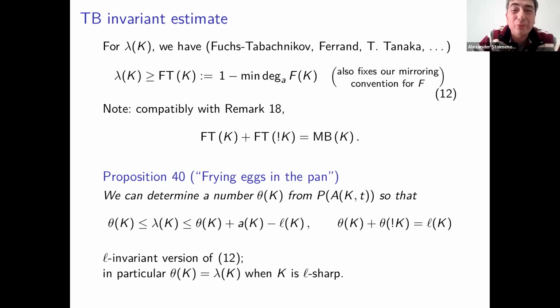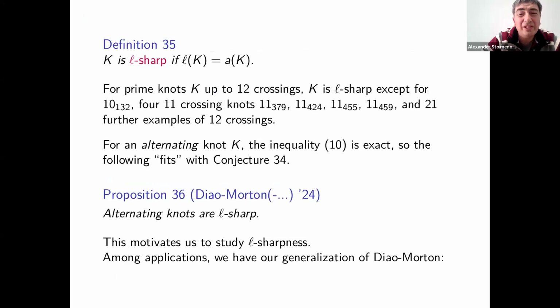So this is the bound 1 minus the minimal degree of the Kauffman polynomial. So keep in mind that lambda is the negated Thurston-Bennequin invariant, and our convention for Kauffman is that the right-hand trefoil has positive degrees in A, okay? And now it's very easy to see because of the mirroring property of the Kauffman polynomial that FT of k plus FT of the mirror image of k gives the Morton-Beltrami bound. So this is something similar to what you see here.